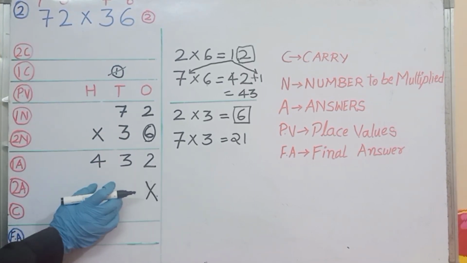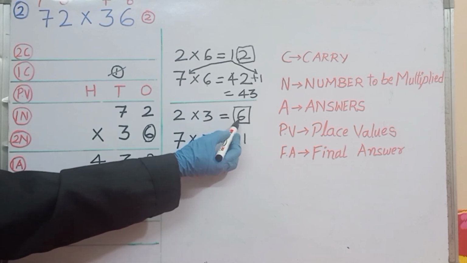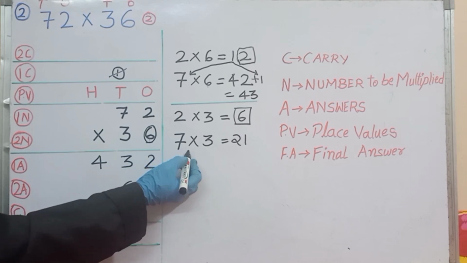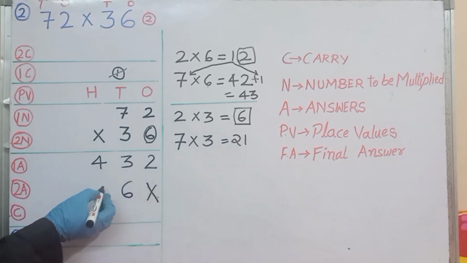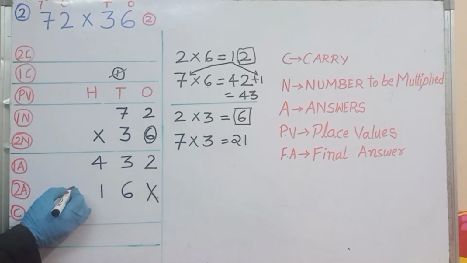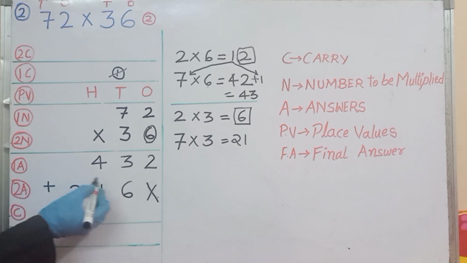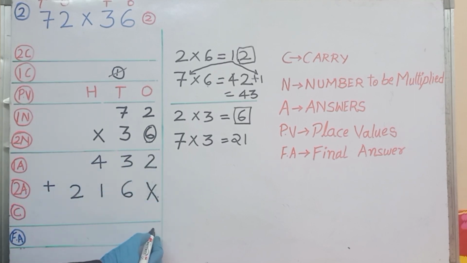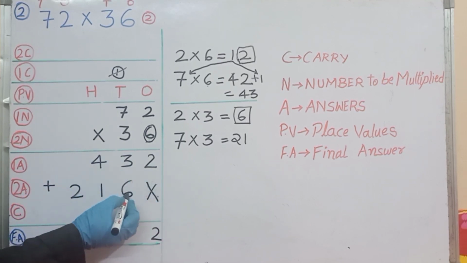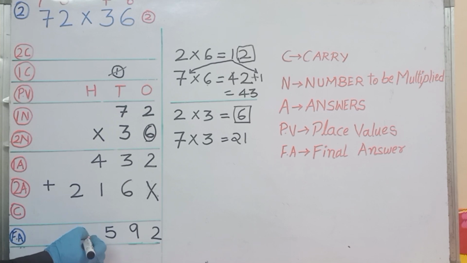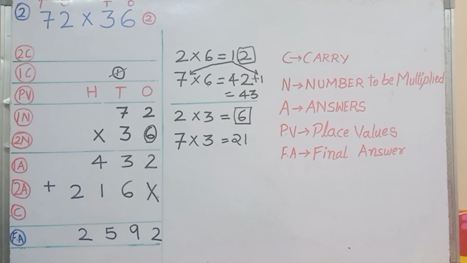Now I'll write the second answers. 2 3s are 6, so here we'll write 6. Now 7 3s are 21, so 1 here, 2 here. Now we'll write the answers by adding these. 2 plus nothing is 2. 3 plus 6, 9. 4 plus 1, 5. And this 2. So this is our final answer.